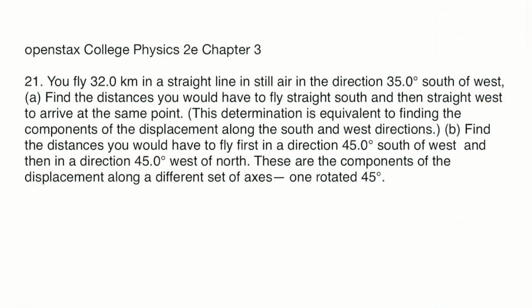In this problem, we're flying in a plane. We're going to fly a total of 32 kilometers, first going 35 degrees south of west, and then what we need to do is find the distances we would have to fly to go straight south and then straight west. And then in part B, we're going to rotate the axes.